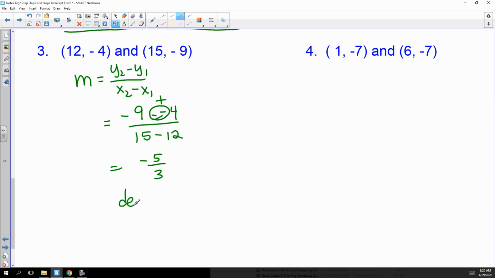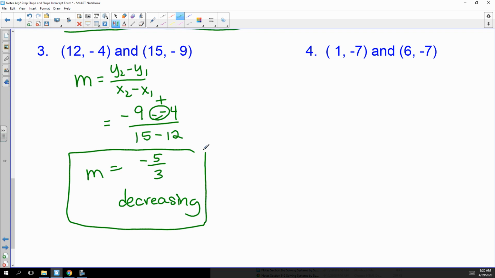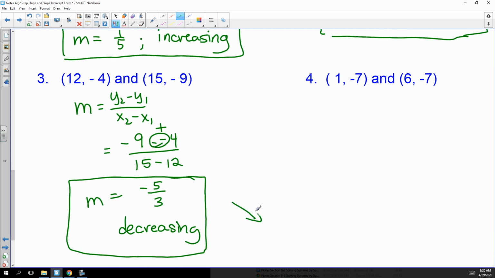Negative slope would be decreasing from left to right. So you still need to read your graphs from left to right. We say it's decreasing because as you look at the graph from left to right, the line is going down. Okay, that's what it would be doing.